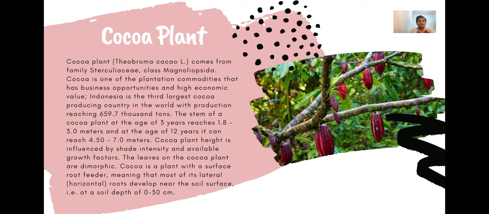The leaves on the cocoa plant are dimorphic. Cocoa is a plant with a surface root feeder, meaning that most of its lateral or horizontal roots develop near the soil surface, at a soil depth of 0 to 30 cm.